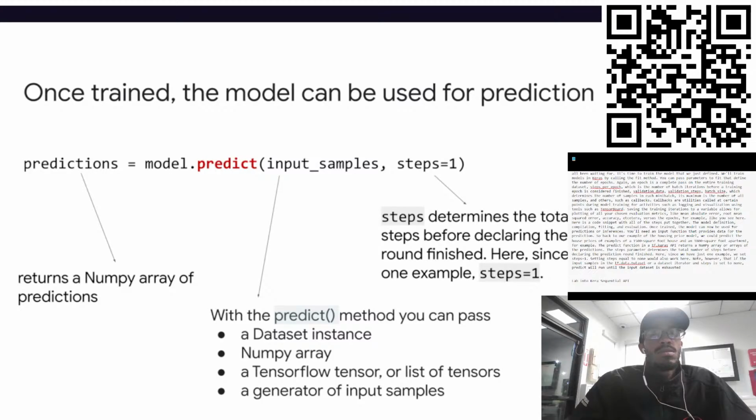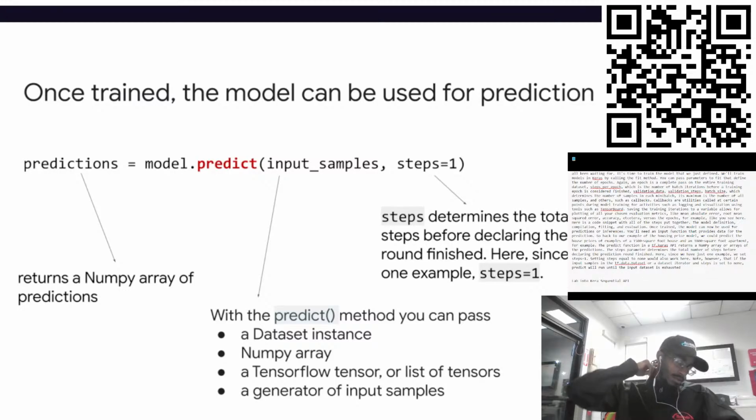You'll need an input function that provides data for the prediction. So back to our example of the housing price model. We could predict the house prices of examples of a 1,500 square foot house and an 1,800 square foot apartment, for example. The predict function in the tf.keras API returns a numpy array or arrays of the predictions.